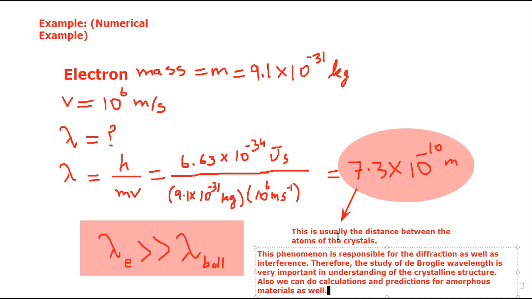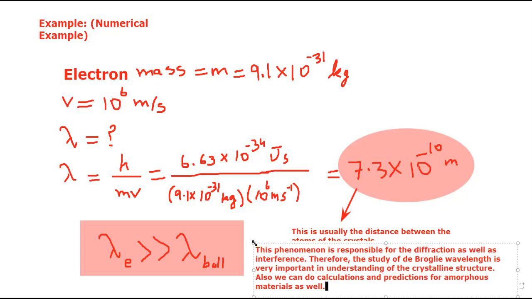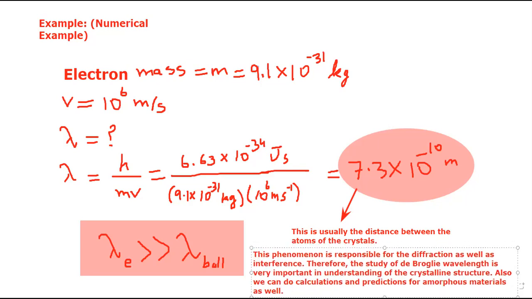So the de Broglie wavelength is highly important, very much important, because we can calculate the distances between the atoms in crystals without any experimentation. We can directly calculate, simply using mathematics. So this is a highly valuable theory.